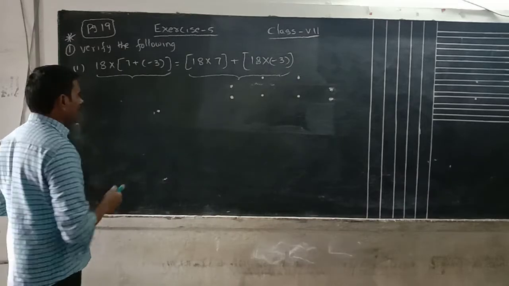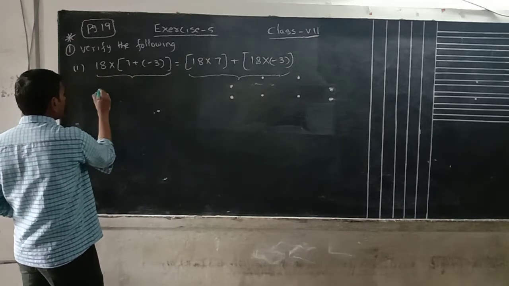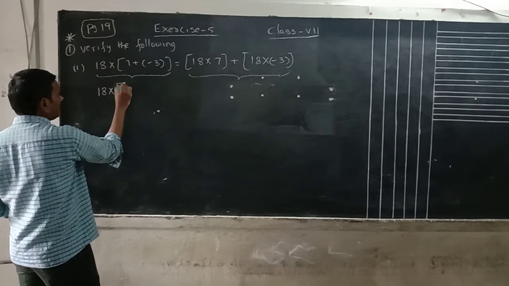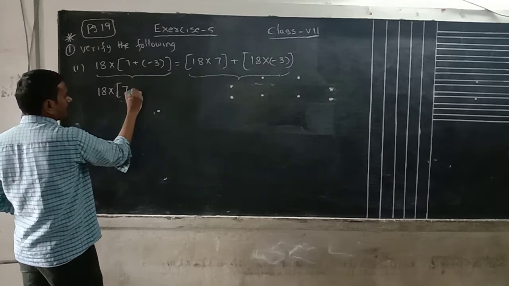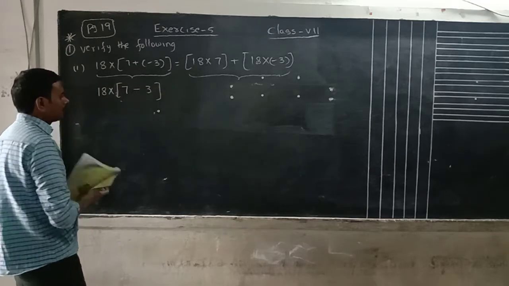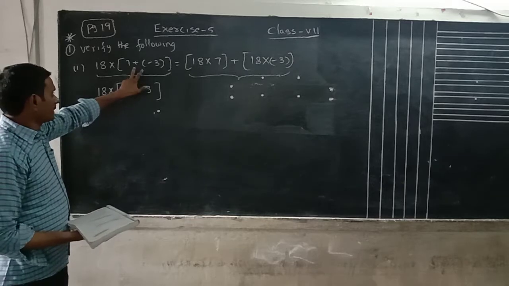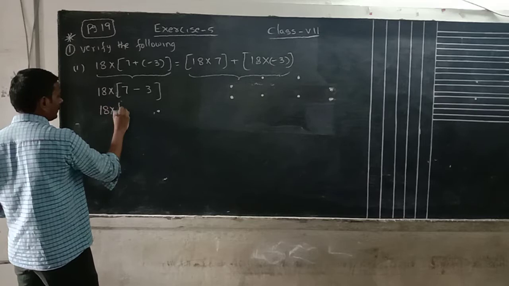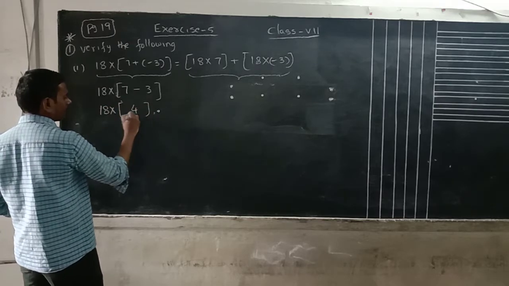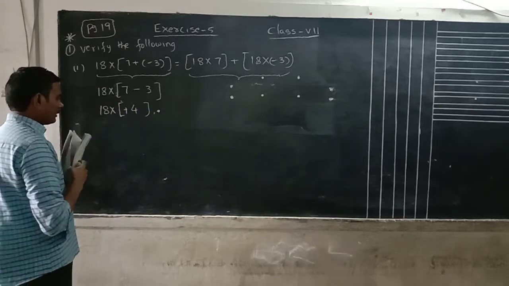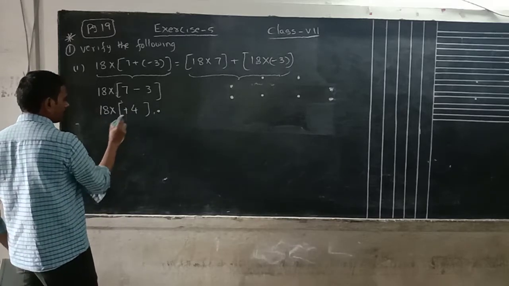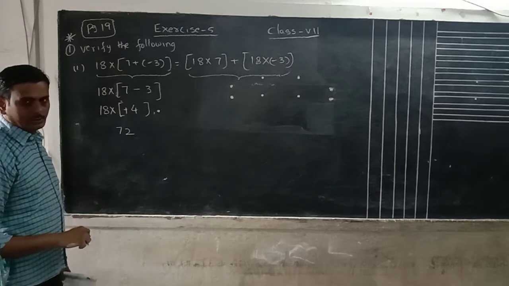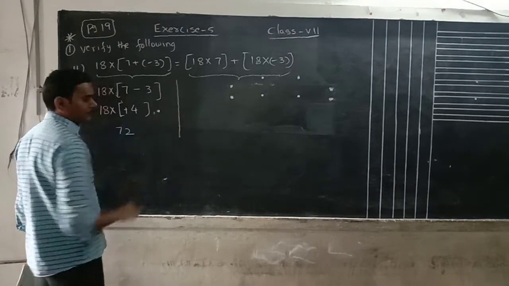See here, 18 into 7 plus into minus 3. I remove the brackets. Plus into minus 3. Now 18 into 7 minus 3. How much is 4? Plus 4. Now multiply these two. 18 4s are 72. What is the answer? 72 we will get. Okay, draw the line here.